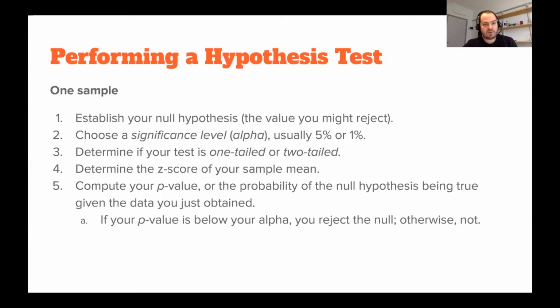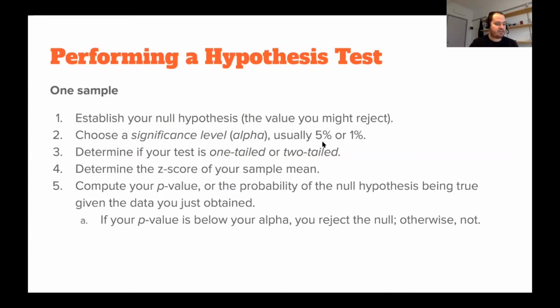So let's go. Summary of steps. First step, establish your null hypothesis, which is the value you might reject or you want to reject, right? Again, I like to always highlight this a ton of times because it's very important to remember. So you establish that. It's some value. It's x equals 100 or whatever. It doesn't matter. It's up to you. It's up to your study. You have to determine that. Then you choose a significance level, which we call alpha, usually 5% or 1%.